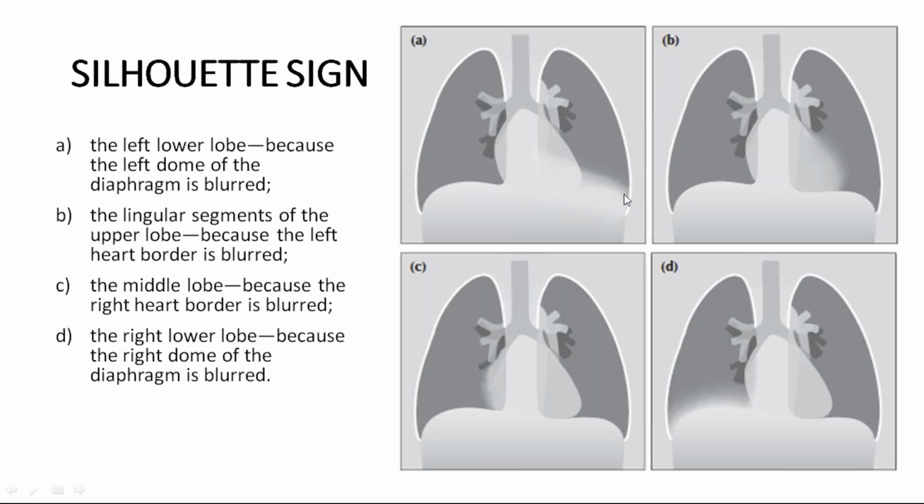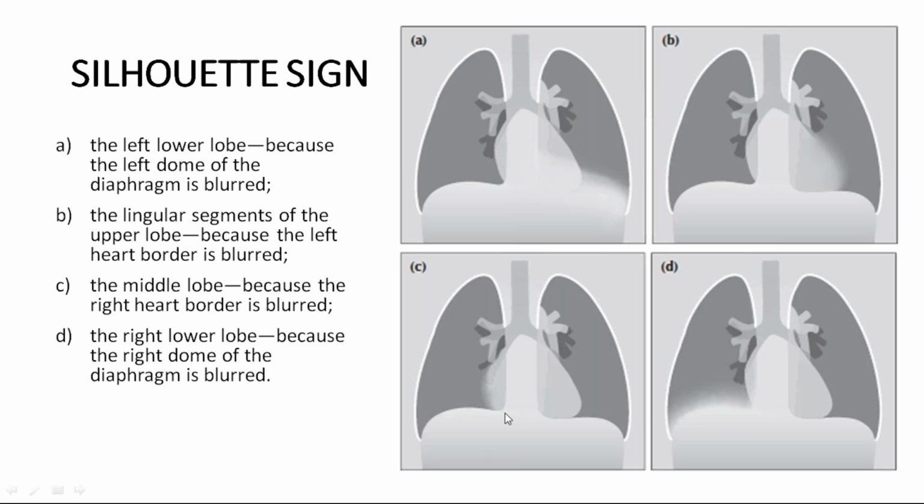This is a diagrammatic depiction. Can you see the left border of the heart here? No. So that is a lingular lobe consolidation. Can you see the right border clearly here? No. That is a right middle lobe consolidation. Can you see the diaphragm clearly here? No. So that is a right lower lobe consolidation.